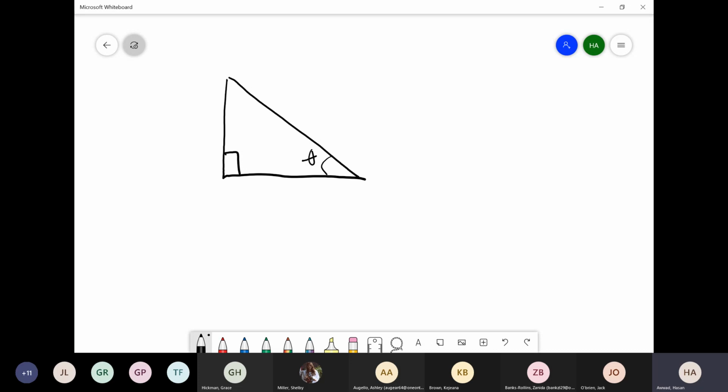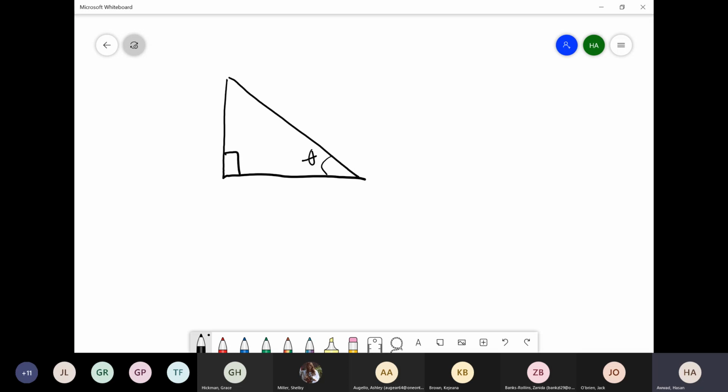It doesn't actually matter which angle you pick to be theta, as long as you draw this correctly, as long as your sides resemble what I'm drawing. If you picked this angle to be theta, then you're just going to have flipped opposite and adjacent sides. But again, it shouldn't make a difference.